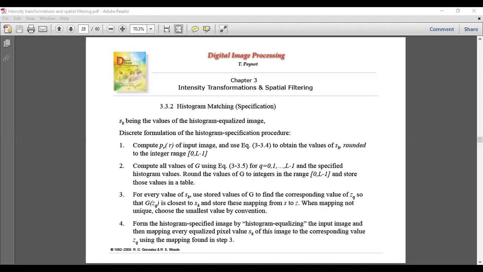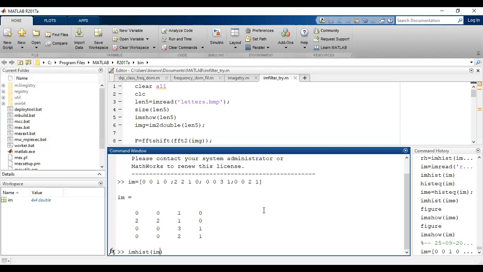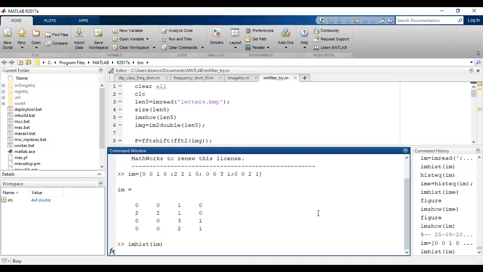I am going to compute the histogram of the image. Have I shared with you my MATLAB? No, right? Sorry. So there is the histogram of that. I don't know whether it will come or not because of the MATLAB screen.